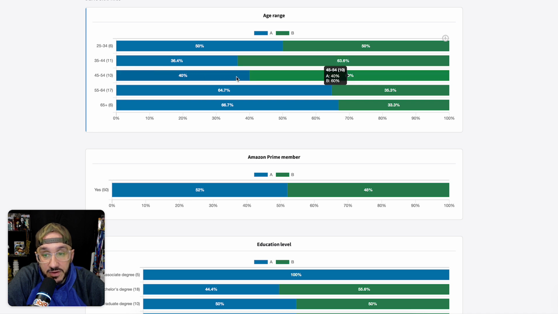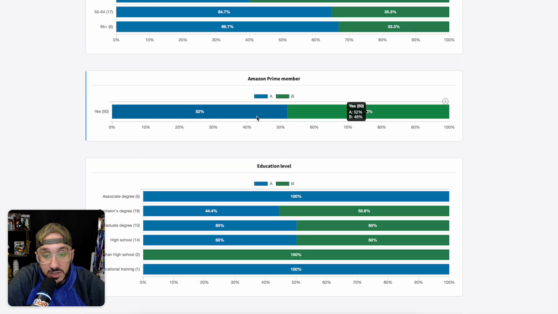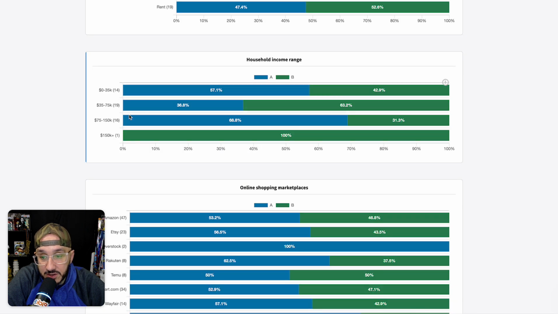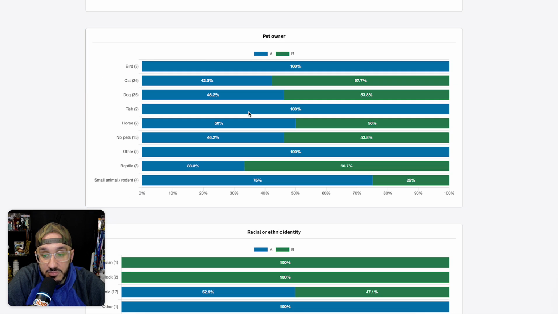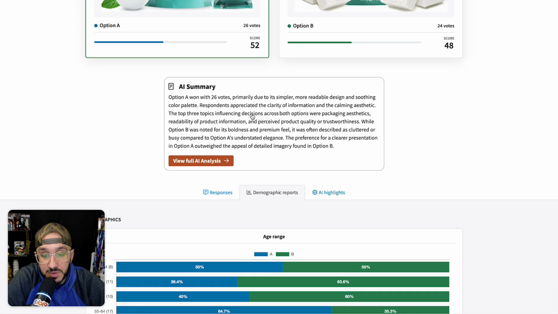And you can see 35 to 55 is almost a 50-50 split, but it's mostly with older ICPs, they prefer option A. And then when we look at income 75 to 150K, overwhelmingly option A, and 50-50, if not leaning more the other way, for the lower income. And it's probably going to be on price too. So let's go look at the responses over here.